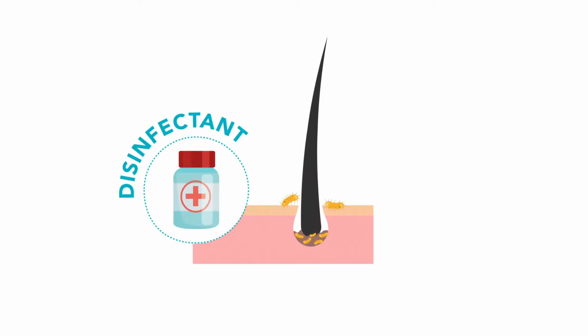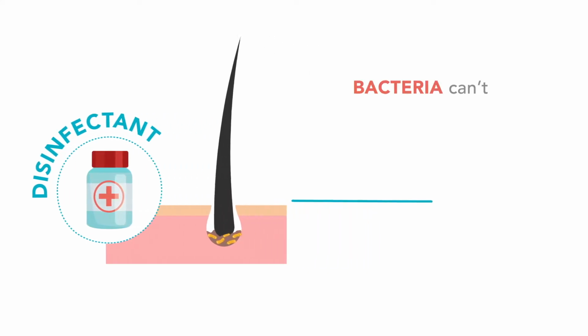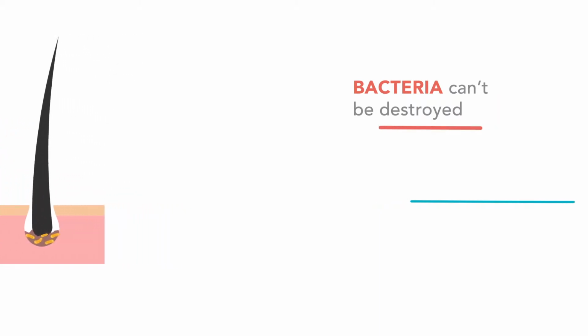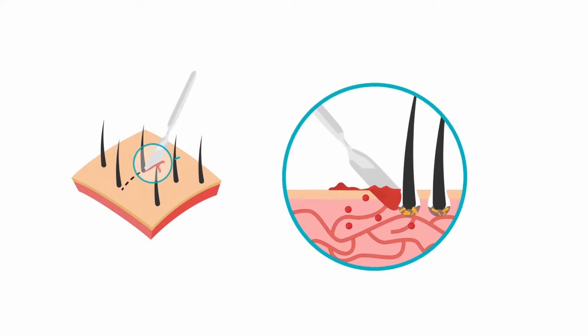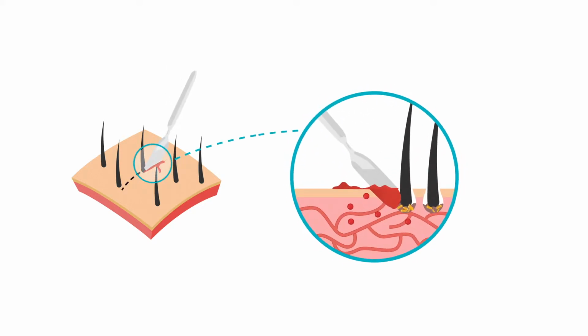Decontaminate the skin where the incision will be performed. However, bacteria normally reside in the hair follicle where skin cleansers and disinfectants cannot reach them. Perform a surgical incision to create a subcutaneous pocket for the CIED. Cutting the skin opens an entry for bacteria into the pocket.